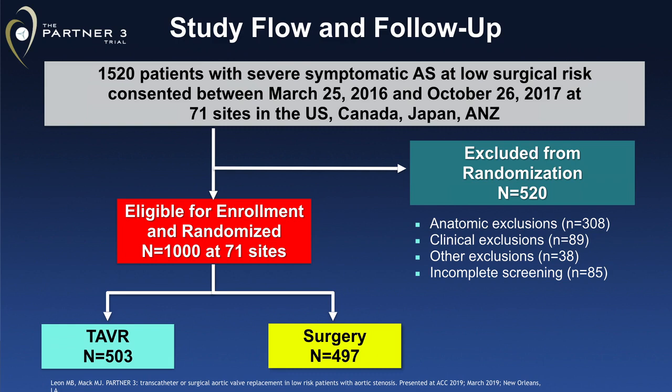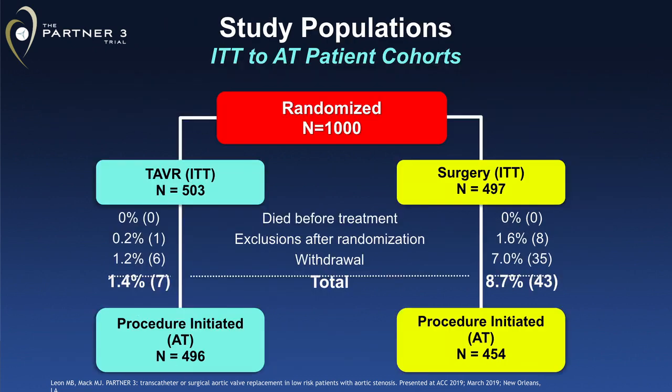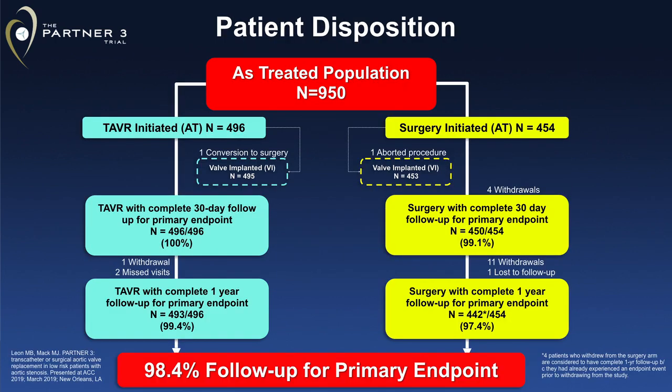Now some patients unfortunately didn't survive till the procedure, some had to be excluded after they were randomized, some of them withdrew, but still pretty robust numbers. 496 patients initiated the procedure for TAVR, 454 for surgery. So that left 950 treated patients, still well above the number they needed for the trial. One of the TAVR patients had to be converted to an open surgical procedure, and one of the surgical procedures had to be aborted. But overall, over 98% follow-up for the primary endpoint, which is very good.